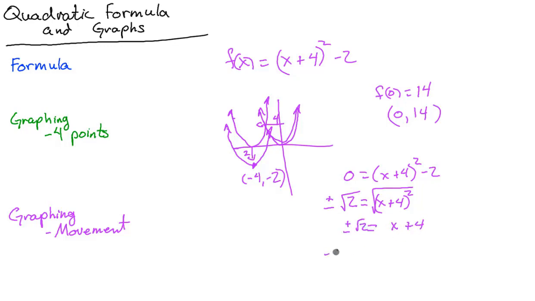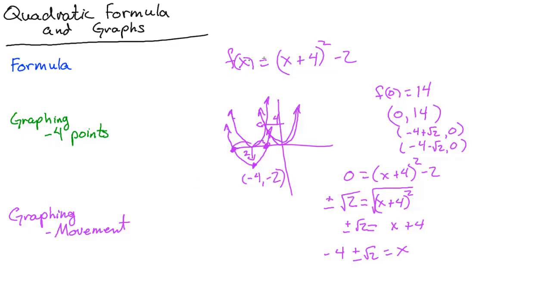Subtract 4. Minus 4 plus or minus square root of 2 equals x. So yeah, our two x-intercepts are -4 plus the square root of 2 and -4 minus the square root of 2, comma 0. And that's these 2 points right here. And you'll notice -4 is right in the middle, just like it always is and always should be. And then we went up the square root of 2 and down the square root of 2.